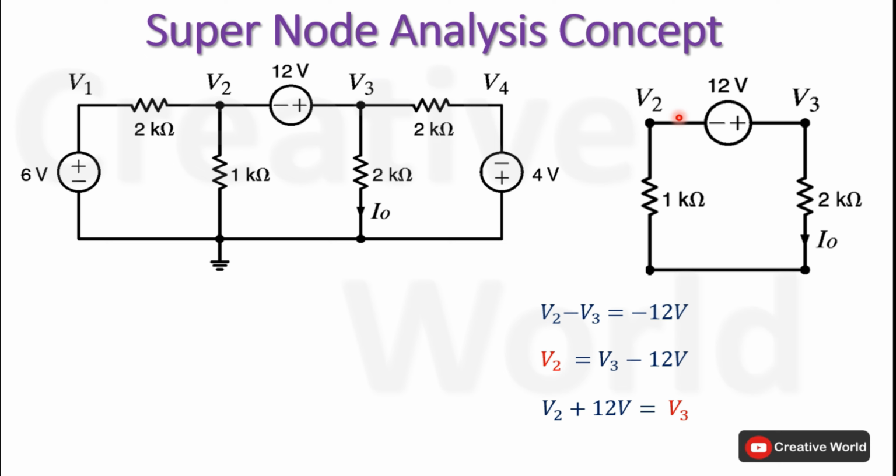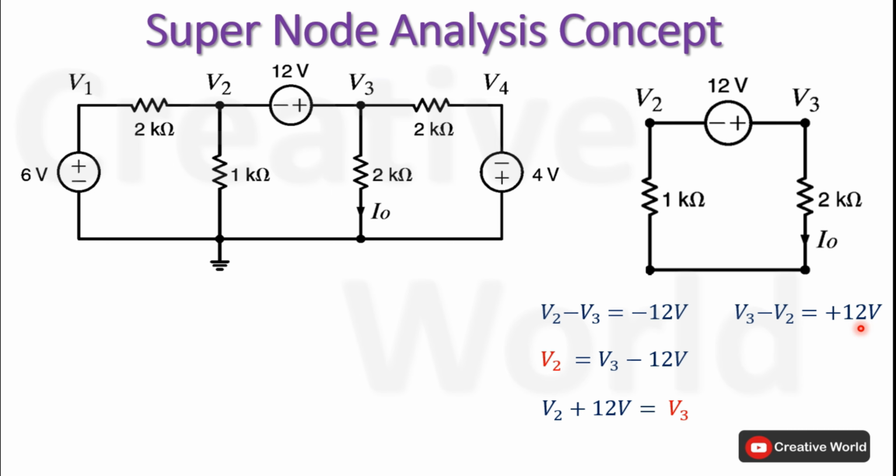Now we will consider another case where voltage V3 is on higher potential than voltage V2. In this case, voltage difference between these two node voltages will be V3 minus V2 equal to plus 12 volt. Here V3 is on higher potential than V2. It means the direction of current is from V3 to V2 and the current entering terminal is positive. That's why this 12 volt is taken with positive sign.